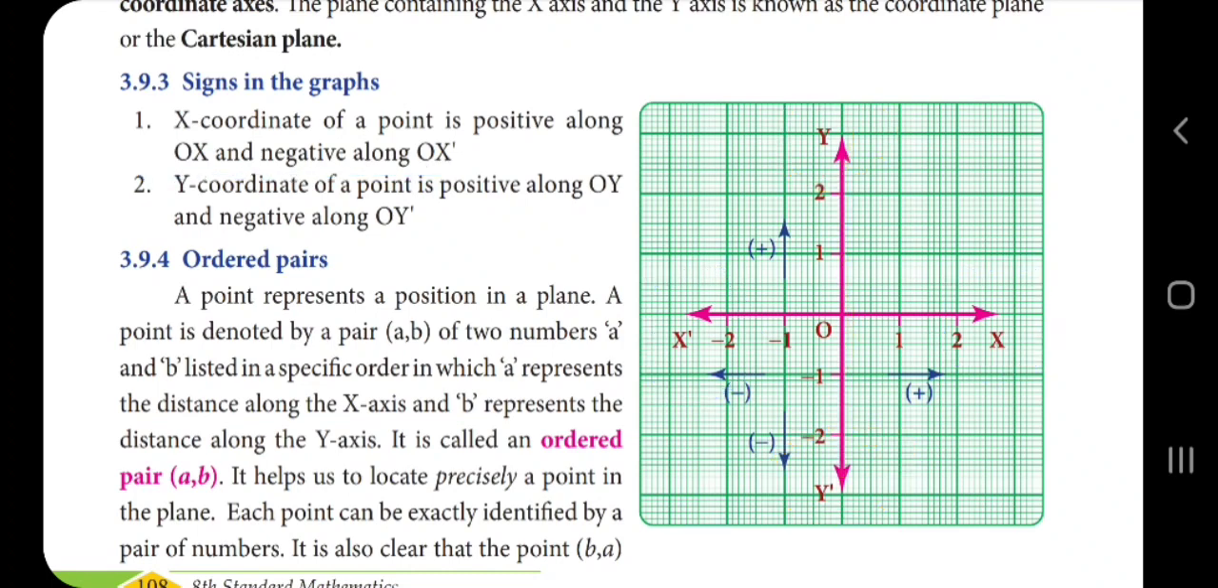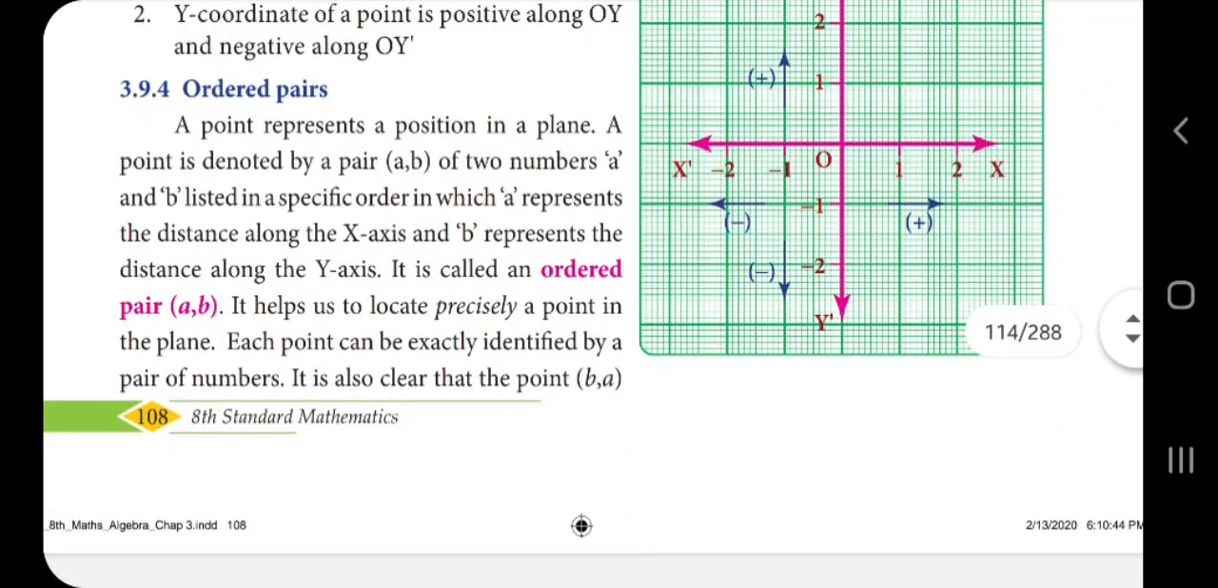So ordered pairs. What is an ordered pair? A point represents a position in a plane. A point is denoted by a pair (A, B) of two numbers A and B listed in a specific order, in which A represents the distance along the x-axis and B represents the distance along the y-axis. It is called an ordered pair. In a simple way, I'll explain, listen carefully. What does ordered pair mean? The numbers on the x-axis and y-axis.